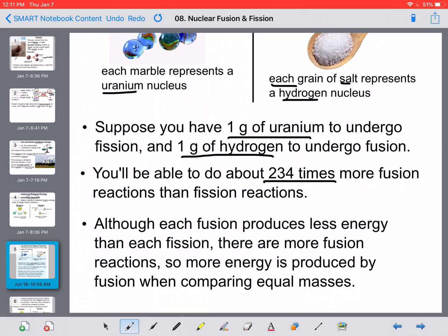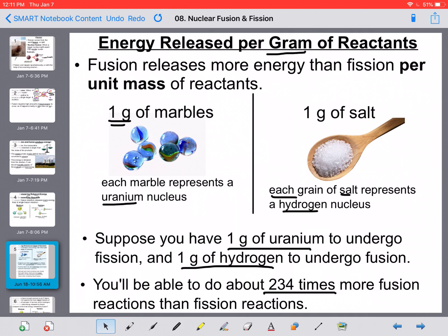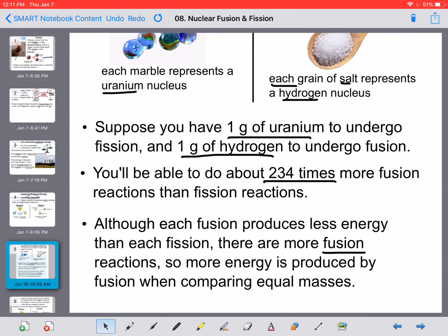So, although each fusion reaction produces less energy than each fission reaction, because here there are more fusion reactions, more energy is going to be produced by fusion when you're comparing equal masses. Just make sure to memorize these two things. First of all, if you're comparing the amount of energy released per reaction, then fission releases more energy. But if you're comparing the energy per unit mass or per gram, then it's the opposite, and fusion releases more energy.